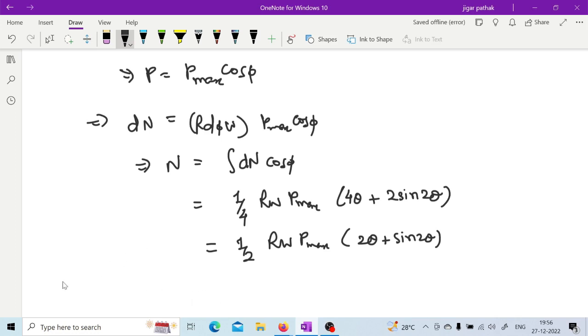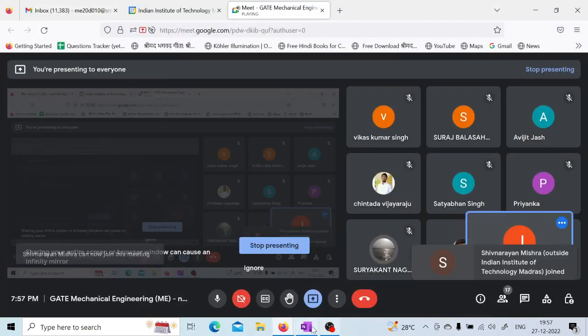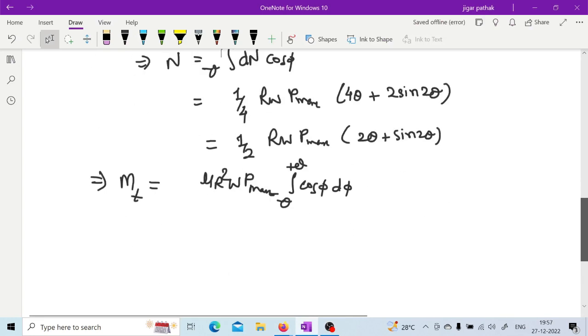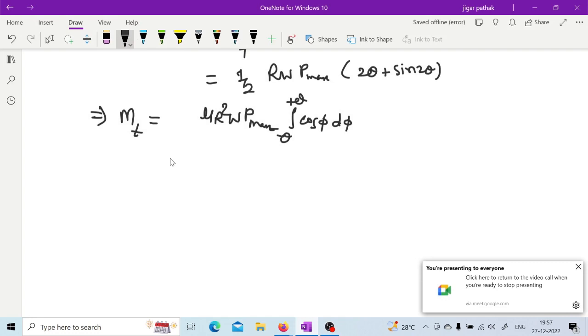Now once you have calculated this N, if you put p is equal to p max cos phi in the equation of your braking torque also, then it can be written as mu r square w p max times the integral from minus theta to plus theta of cos phi d phi. Here also it is minus theta to plus theta only. If you simplify this, you will come up with mu r square w p max into 2 sin theta.